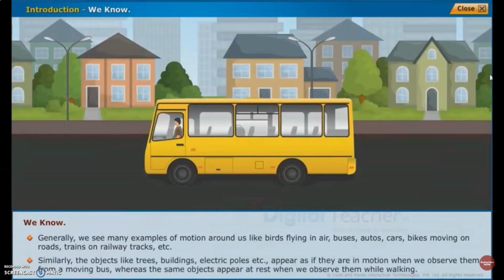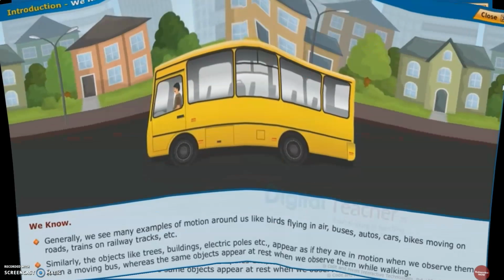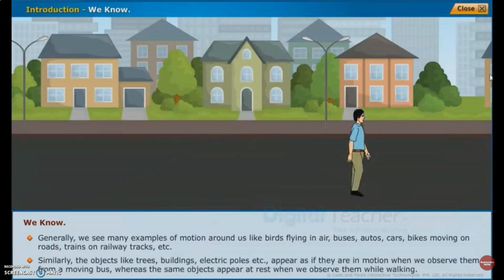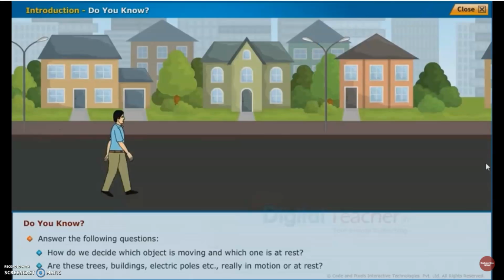Similarly, objects like trees, buildings, electric poles, etc. appear as if they are in motion when we observe them from a moving bus, whereas the same objects appear at rest when we observe them while walking, isn't it? Answer the following questions. How do we decide which object is moving and which one is at rest? Are these trees, buildings, electric poles, etc. really in motion or at rest?